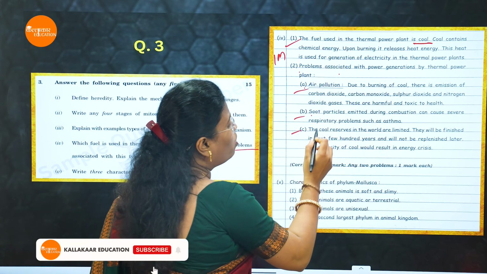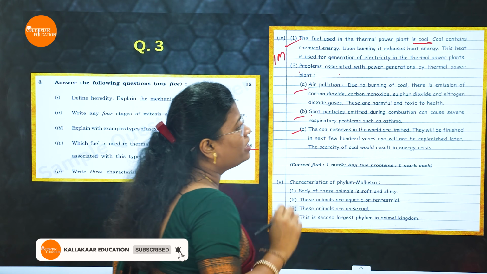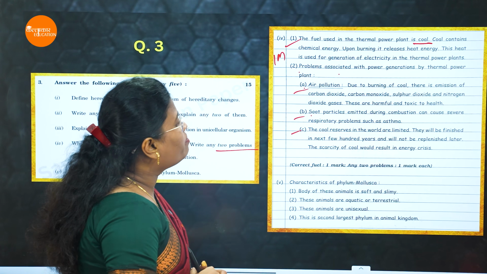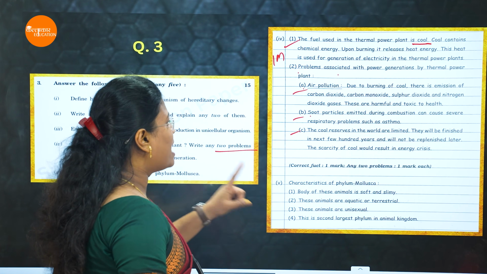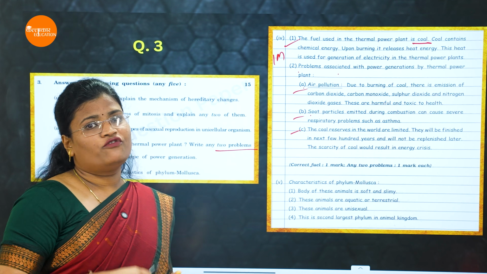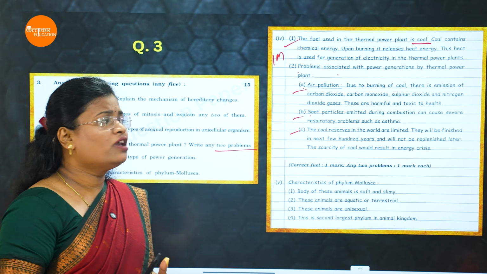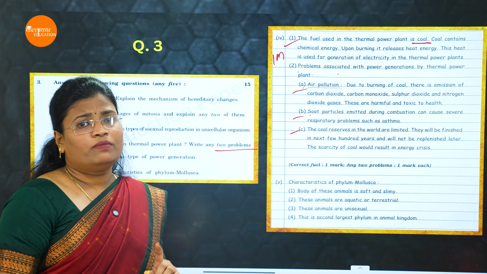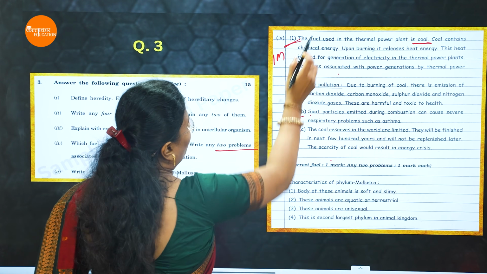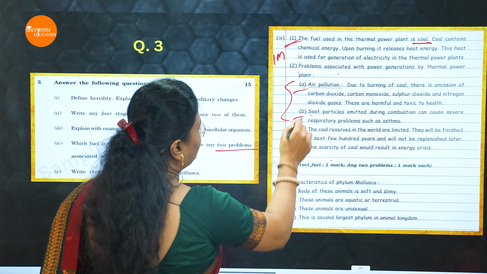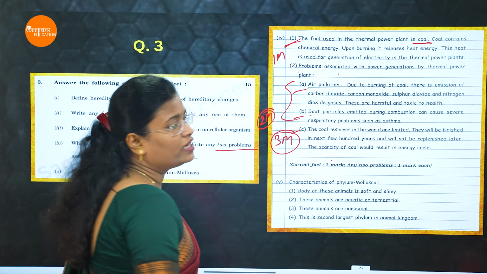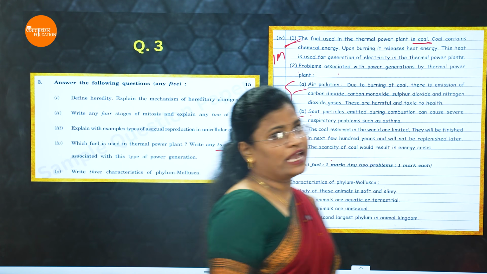Next point is what? The coal reserves in the world are limited and they will be finished in the next few 100 years and will not be replenished later. So the scarcity of coal would result in an energy crisis. If we are burning so much coal every day, then there will be scarcity of coal. See, for the first point you will get 1 mark and for writing this you will get 2 marks. So total will be 3 marks in this answer. Let's move toward the next question.